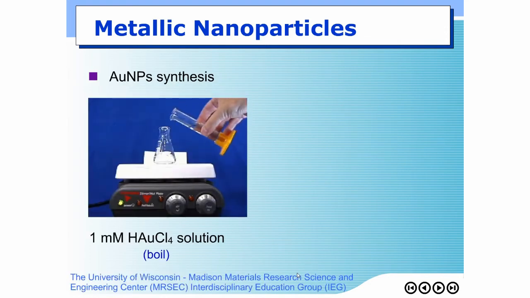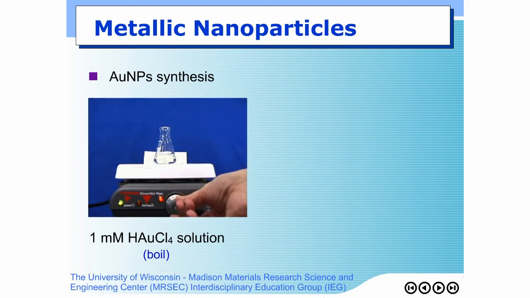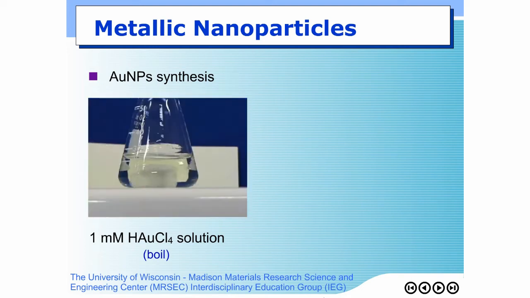In the synthesis, let me show you a video from University of Wisconsin. Basically we prepare the precursor, in this case 1 millimolar concentration, and heat it up to high temperature. You need to ask yourself, why do we need high temperature? Can we react at room temperature? The answer is basically related to rate of reaction.